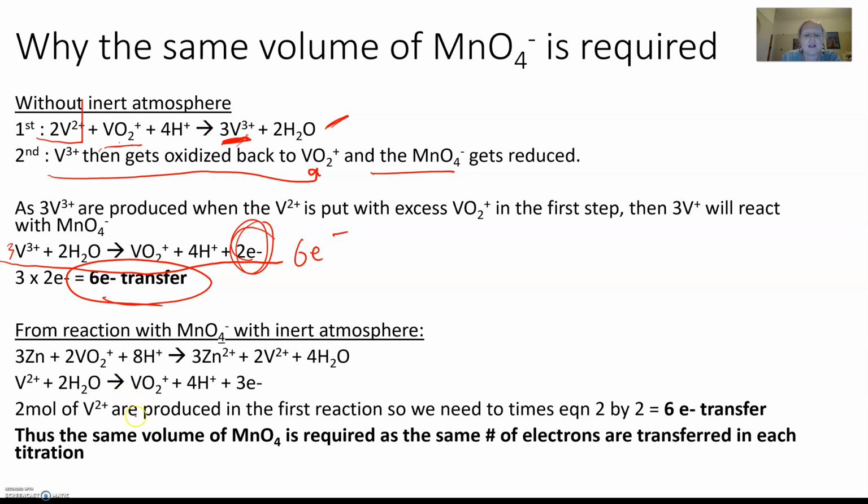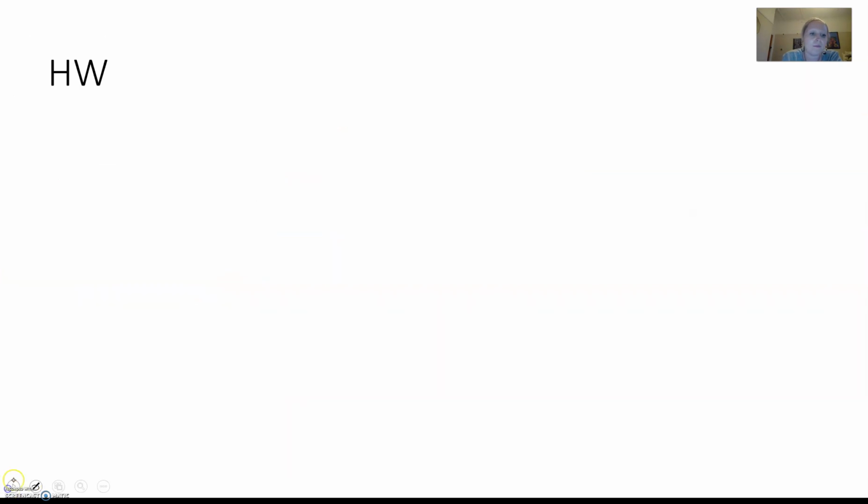And if we look at the example when we had the zinc reacting, with the zinc here, you can see that 2 of the V3+ are produced. And so that's 2, and that would actually be 6 electrons. And so because the same number of electrons are transferred in each titration, it's the same volume.